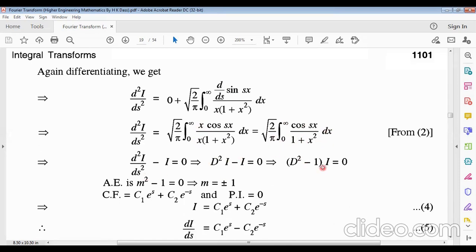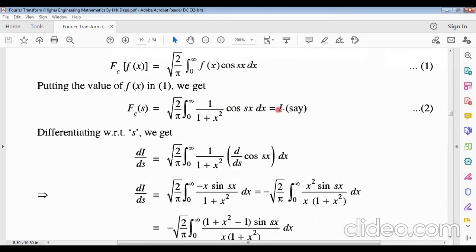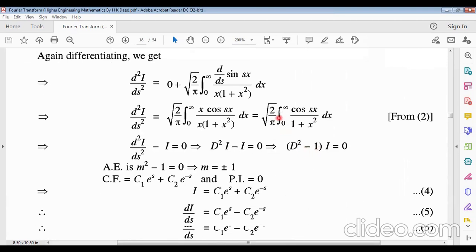So from equation 2, this is equation number 2: I equals root over 2 by pi, integral from 0 to infinity of 1 by 1 plus x square cos sx dx. Using this I, we get d square I by ds square minus I equals to 0. This is the differential equation of second order. Remember it. So we can write the differential equation like this: D square minus 1 acting on I.